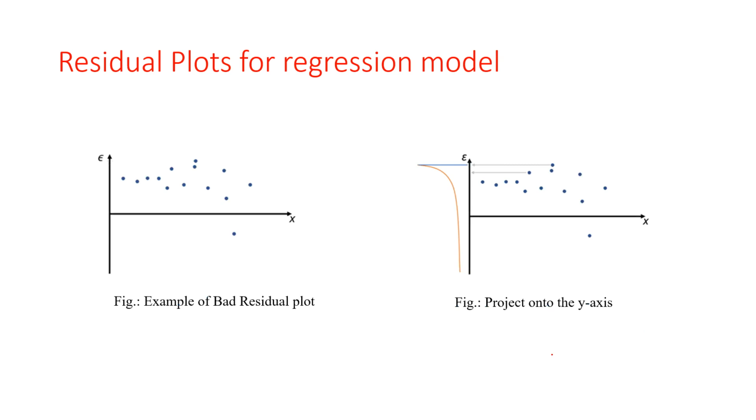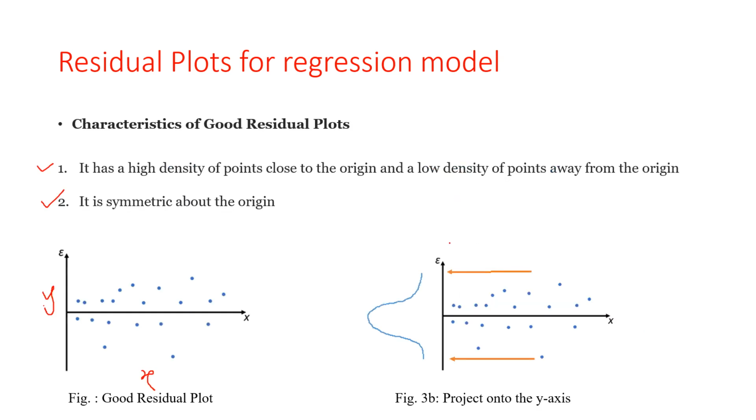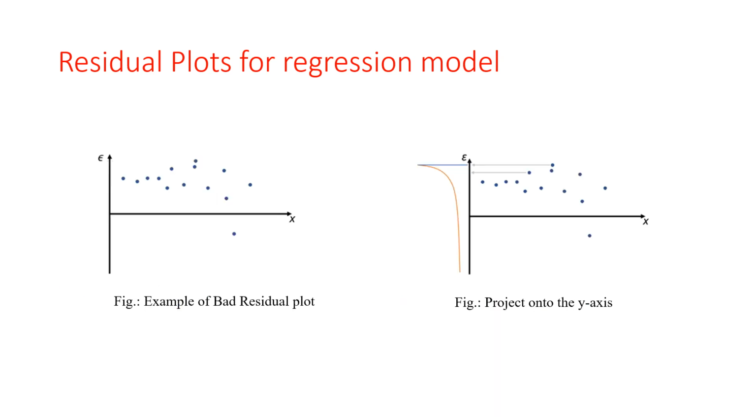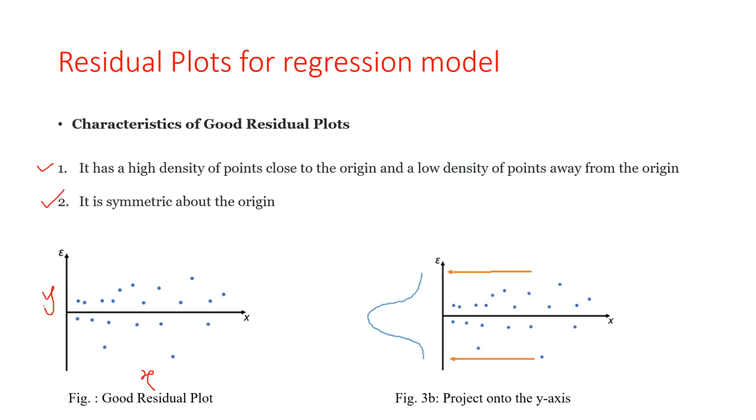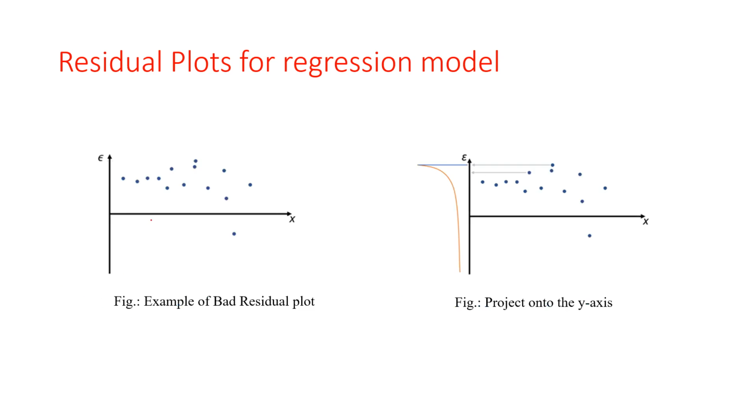So how do we analyze the residual plots? The most important assumption of the linear regression model is that the errors are independent and normally distributed. Using the characteristics of a good residual plot, this diagram is an example of a bad residual plot. So this is an example of a bad residual, this is an example of a good residual, and this is an example of a bad residual.